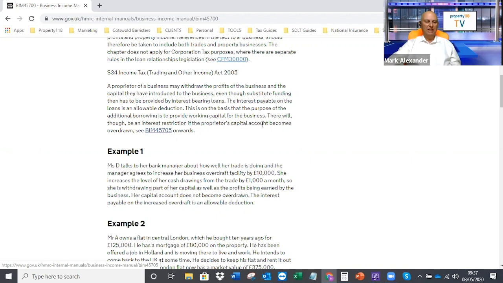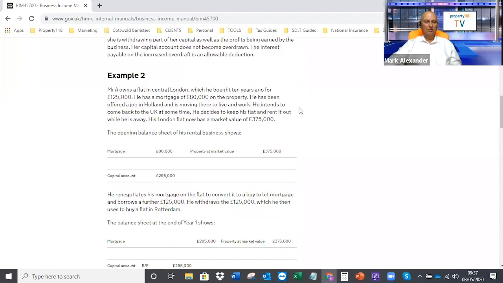Well, to understand this a little bit better, I think we need to have a look at one of the examples, and in particular, property related wise, example 2 of this manual gives us a great one to look at. It says, Mr. A owns a flat in central London, which he bought 10 years ago for £125,000. He has a mortgage of £80,000 on the property. He's been offered a job in Holland and is moving there to live and work. He intends to come back to the UK at some time. He decides to keep his flat and rent it out while he is away.